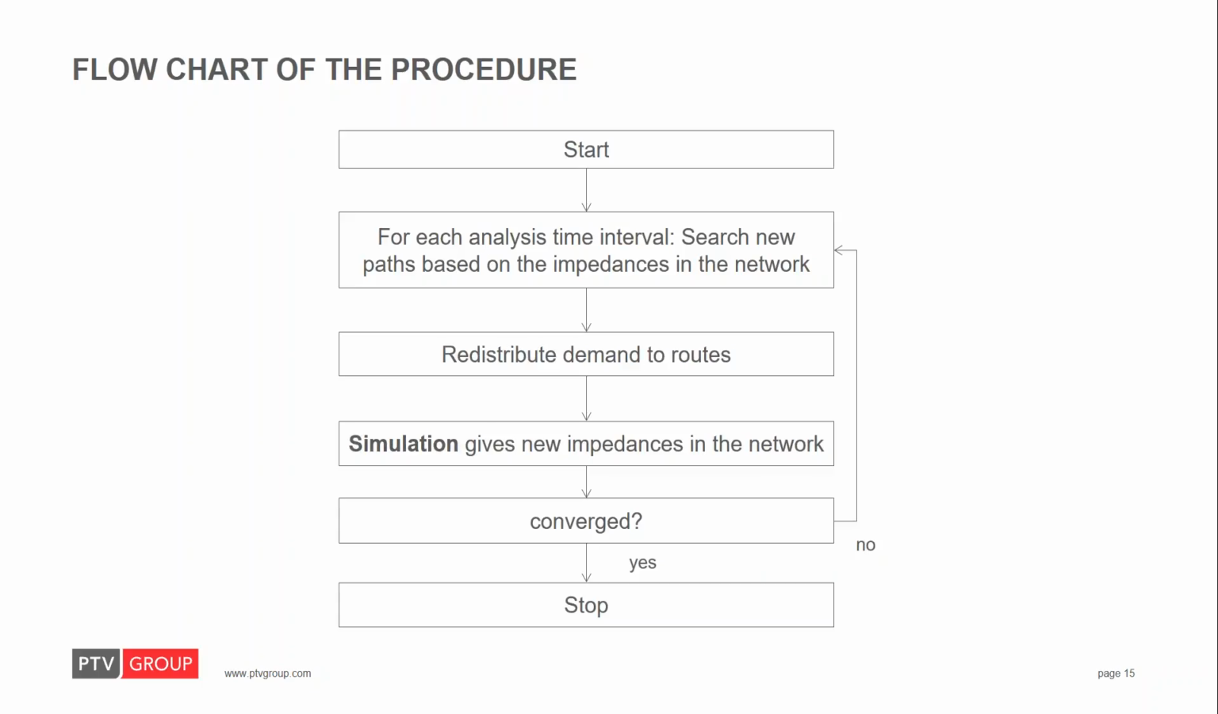So during the simulation, individual vehicles move through the network on their assigned routes. This step provides new travel times, and subsequent impedances are updated. So convergence is checked and the steps are repeated if the gap that determines convergence is not met, and otherwise the assignment terminates.